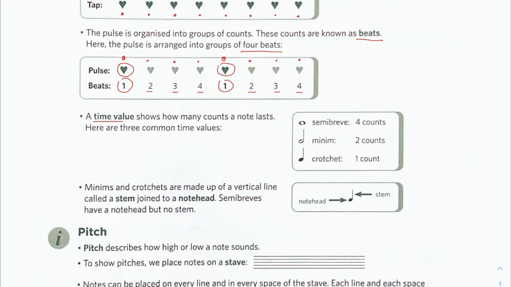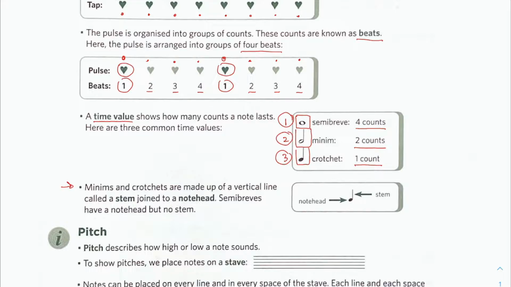A time value shows how many counts a note lasts. Here are 3 common time values. Number 1, we have the semibreve, which looks like an oval and is worth 4 counts. The second one is a minim. A minim looks like a semibreve with a vertical line. We call that vertical line a stem in music, and it is worth 2 counts. The last one is a crotchet. A crotchet looks like a minim but is shaded in black, so it's worth 1 count.